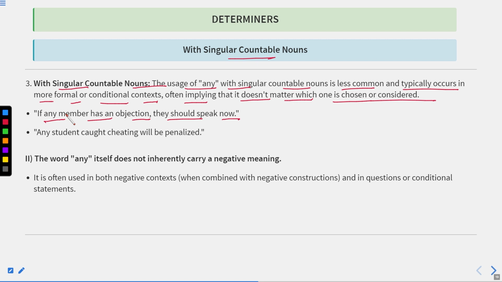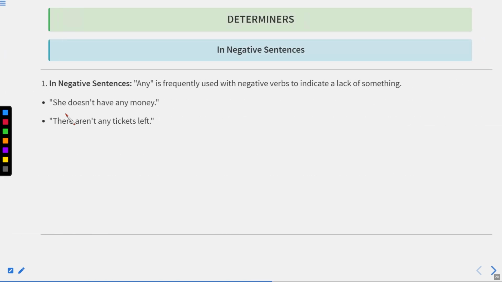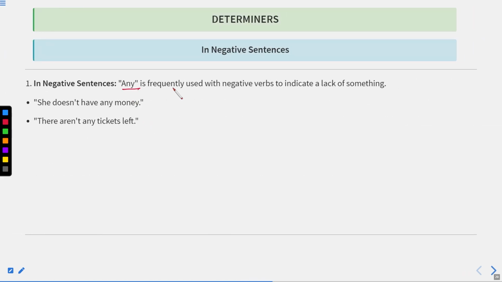The word any itself does not inherently carry a negative meaning. It is often used in negative contexts when combined with negative constructions, and in questions or conditional statements. In negative sentences, any is frequently used with negative verbs to indicate a lack of something. She does not have any money. There are not any tickets left. So in this manner we can use the word any in negative sentences.